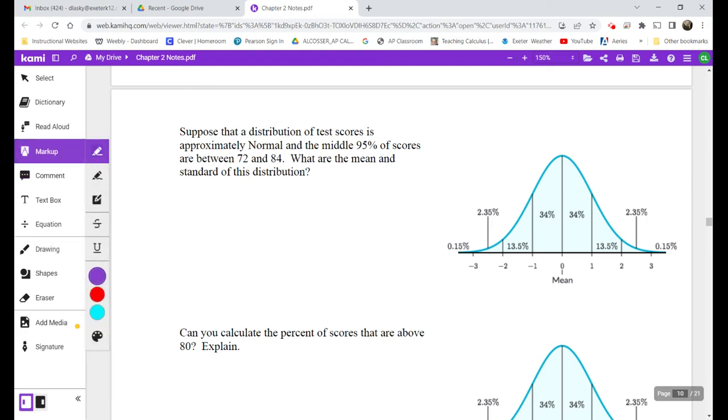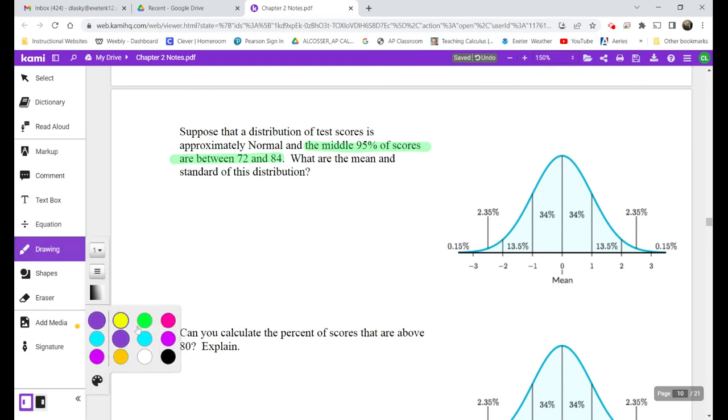They're asking us, suppose the distribution of test scores is approximately normal and the middle 95% of the scores are between 72 and 84. Let's see if I can not screw this one up. It's just my reading. Again, I should probably wear glasses. Sorry, guys. So if I look at this, I know middle 95.